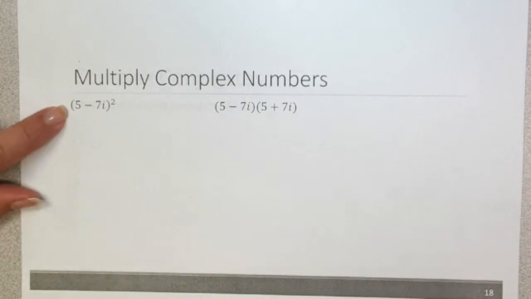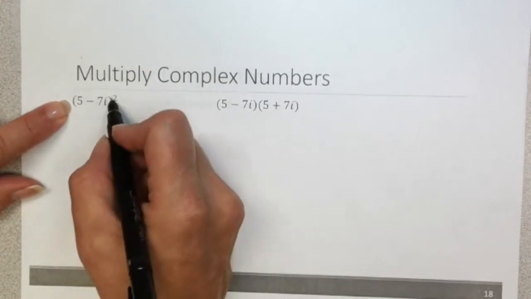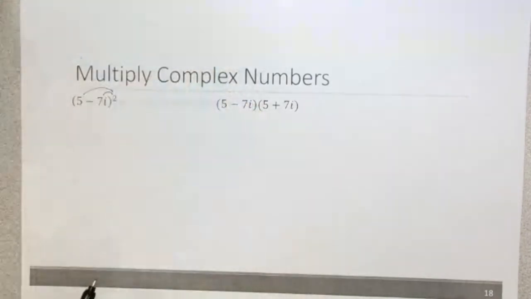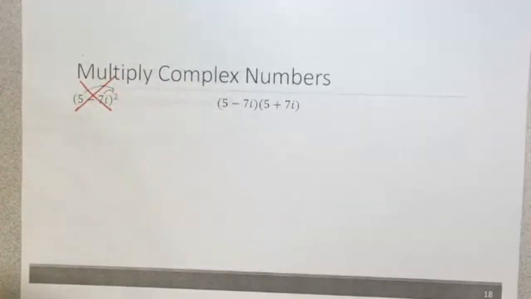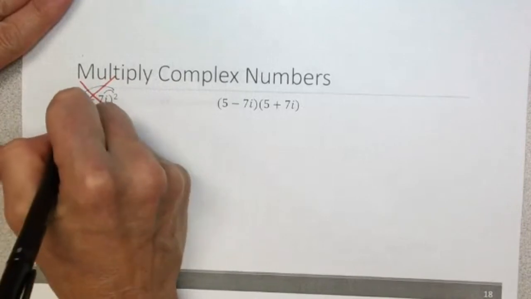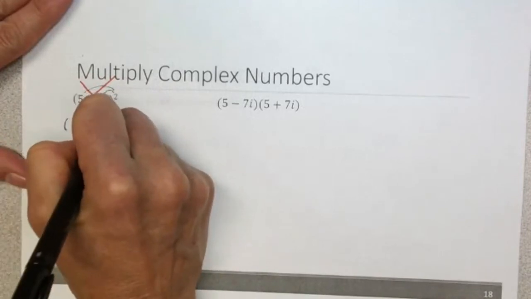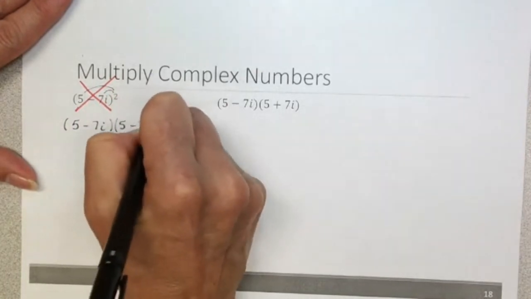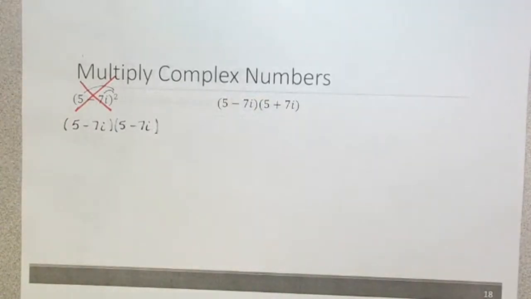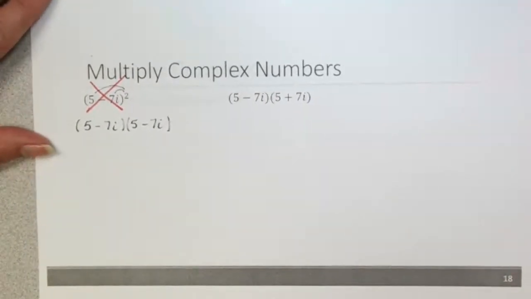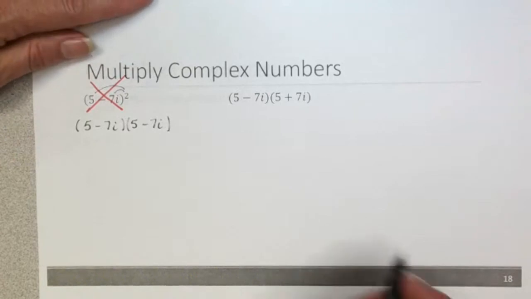Just a couple more examples. Look at this one here. This is so tempting to distribute that square and just call this 5 squared minus 7i squared, isn't it? But that is not okay. Don't do that. Because of those parentheses, right? What we're doing here is we want to multiply 5 minus 7i with 5 minus 7i. We've got to multiply every term with every term, not just multiplying the first terms and the last terms.